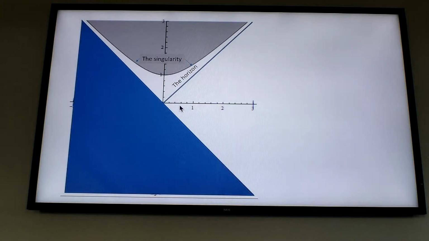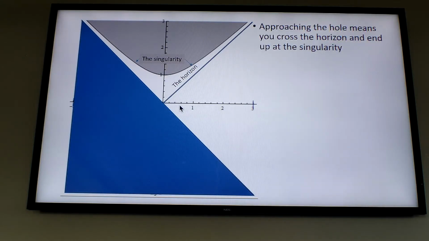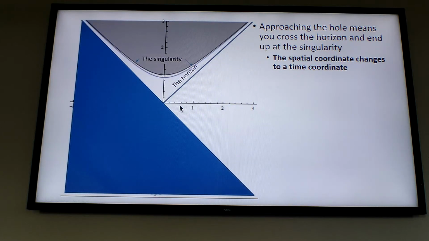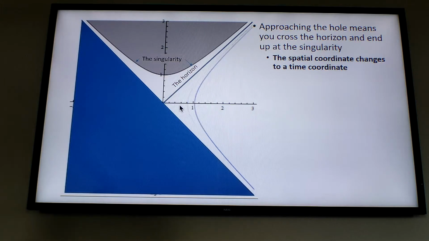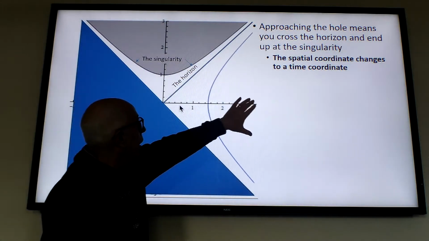Now, here's the animation that I mentioned when I was talking to Katrina about how time progresses. Once again, here's the horizon, and this line doesn't have the dragon teeth, but that line is the singularity. The spatial coordinate changes to a time coordinate. I'm sorry, it's jittering. I hope nobody has a problem with that. But you see what happens here? The computer is not digesting this well, but you see what's going on.